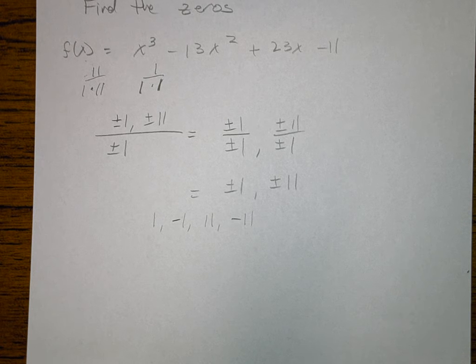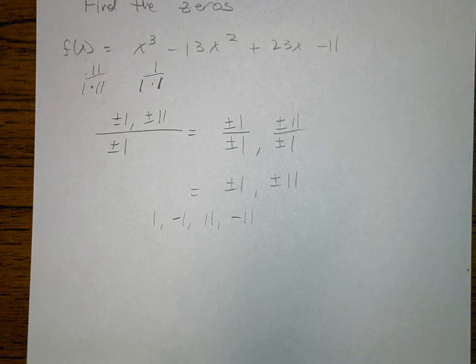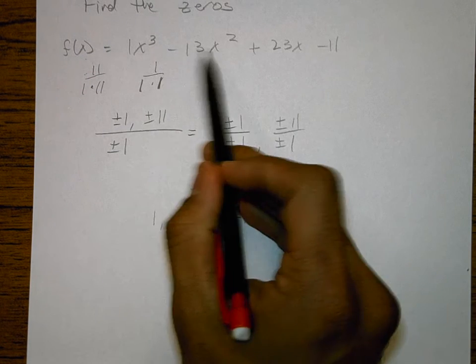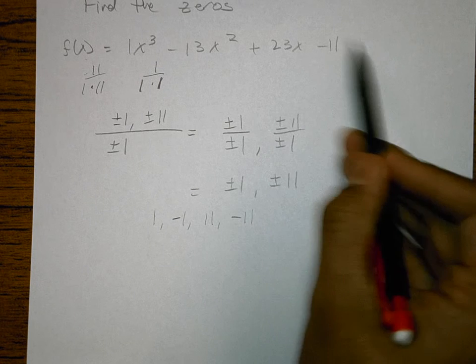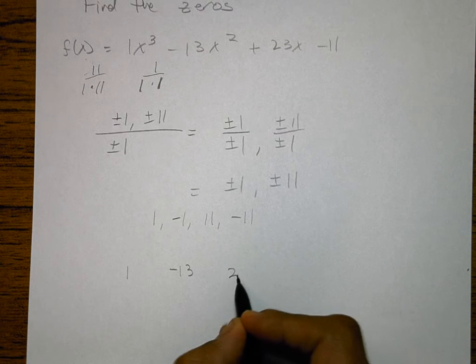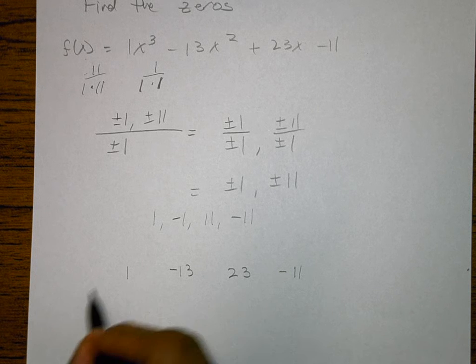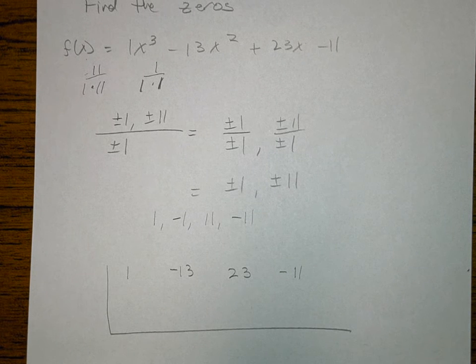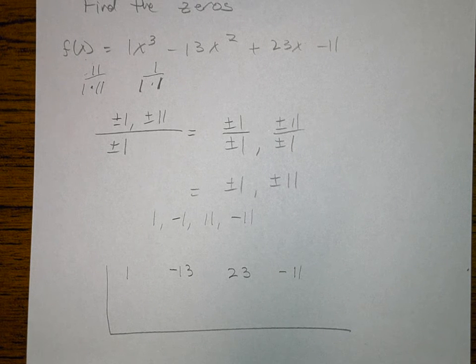So I'm going to figure out which one actually is. So to do this, I go ahead and have to use synthetic division. So here's my coefficients. Make sure every power is accounted for. 3, 2, 1, and 0. So I'm going to say 1, negative 13, 23, and negative 11. Okay. And I'm going to go ahead and start with what I think is the easiest one, which is 1.